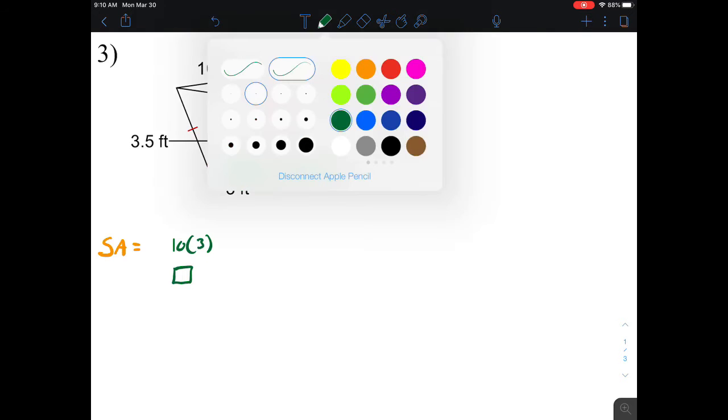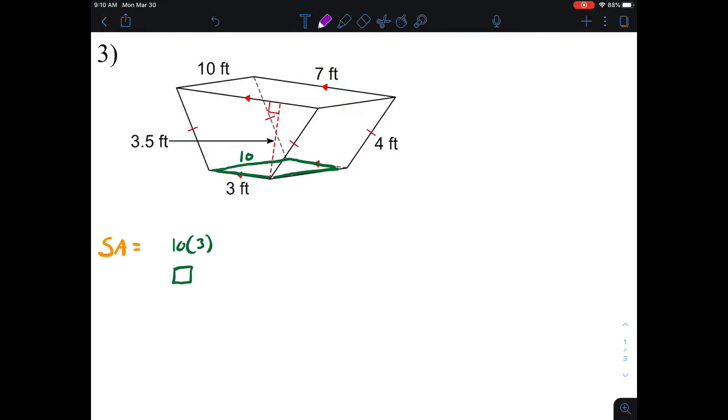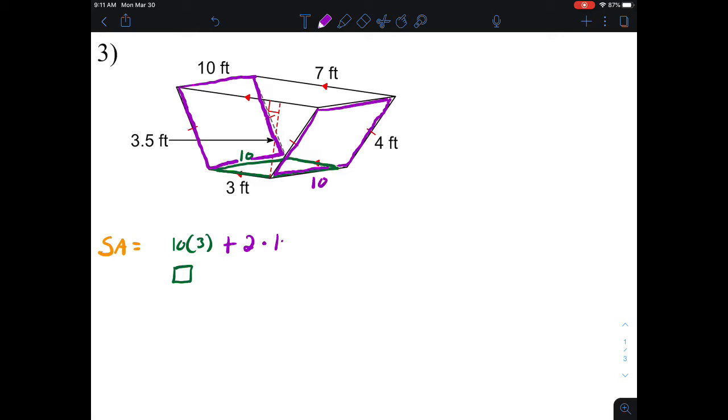Now I go find another side and ask, what's the next one I see? Well, how about these slanted sides here? I have one on the right-hand side, which has a side of 10 and an angled side of 4. But I also see the same thing over here on the left. So I have two of those rectangles, so I'd have 2 times the area of the individual one, where one side is 10 and one side is 4.